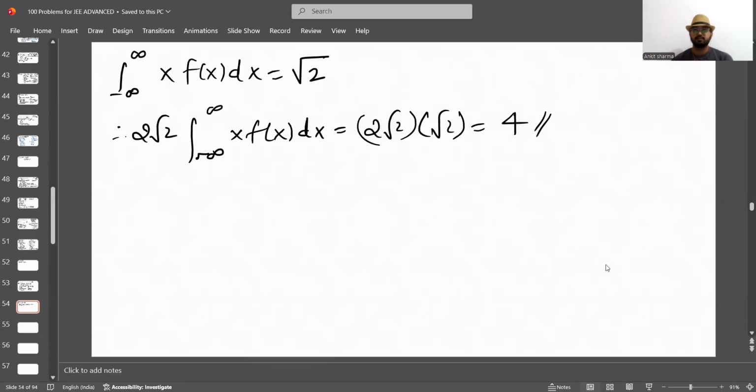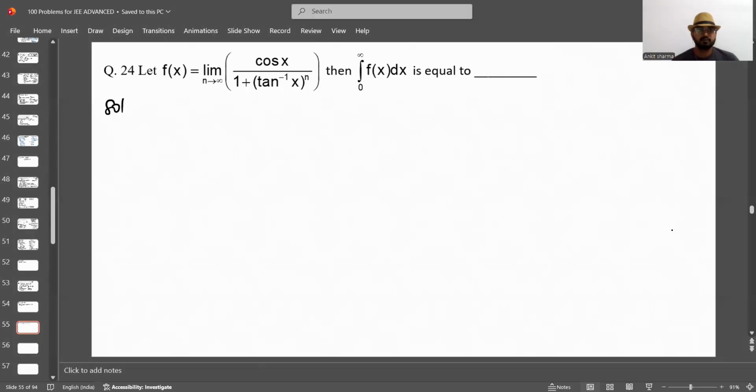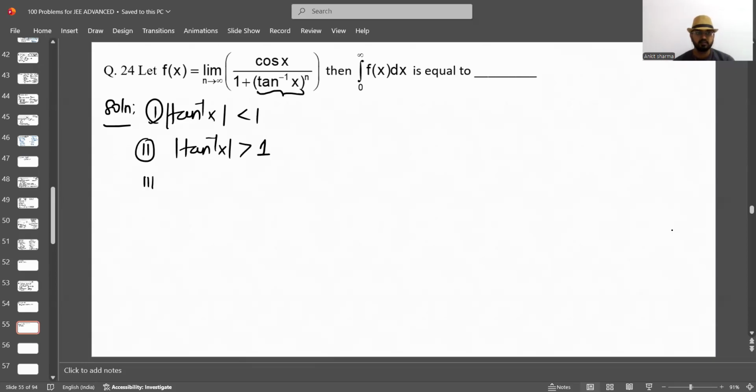Let's go ahead for the next one. So now we have, again, f of x is equal to the limit as n tends to infinity of cos x over 1 plus (tan inverse of x) to the power n. So now the entire problem will be focused on tan inverse of x. So here we have to do cases. Case 1 is modulus of tan inverse of x less than 1. Case 2 is modulus of tan inverse of x more than 1. The third case is modulus of tan inverse of x equal to 1. So now the three cases.